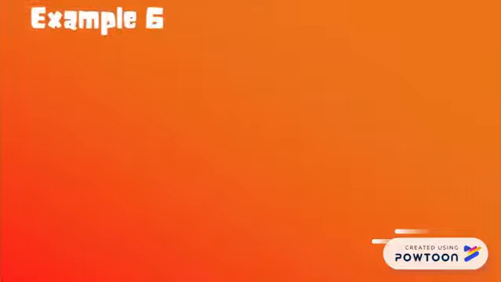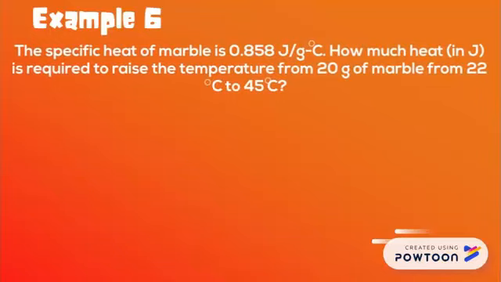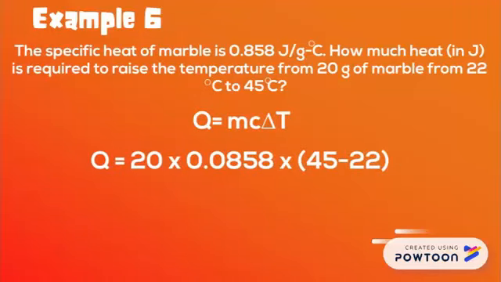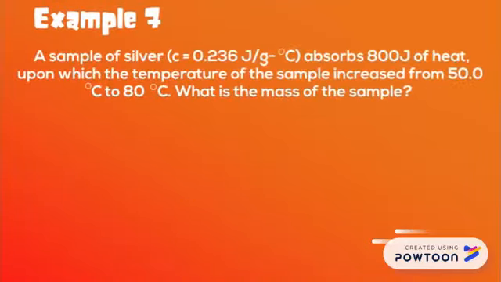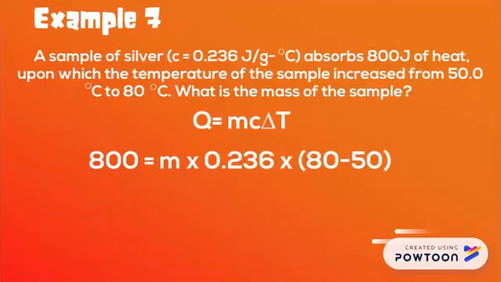Let's do a couple examples using our specific heat equation. For example number 6, we are trying to find how much heat in joules is required to raise our temperature. We want to take our equation, plug in our numbers, and solve for Q. For example number 7, we are asked to solve for the mass of our sample. Again, use your specific heat equation, plug in your numbers, and solve for M.